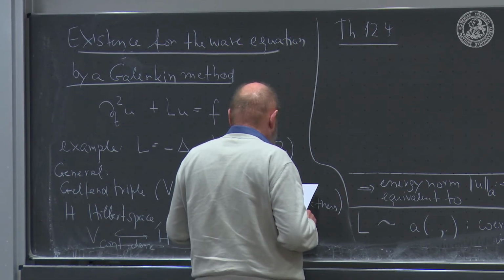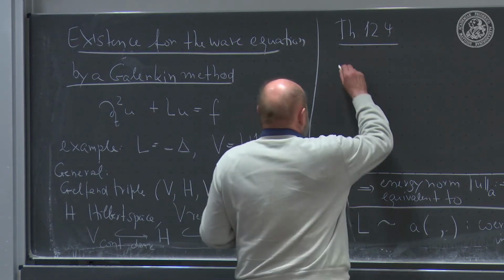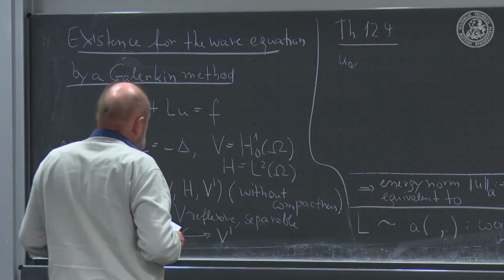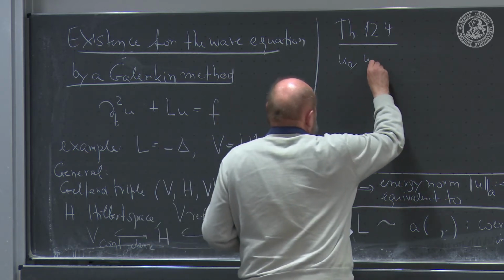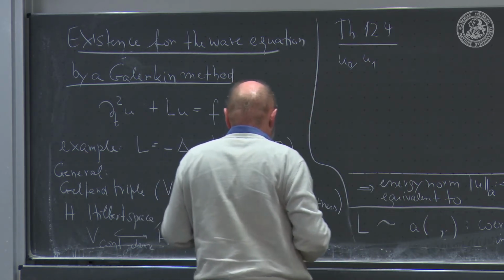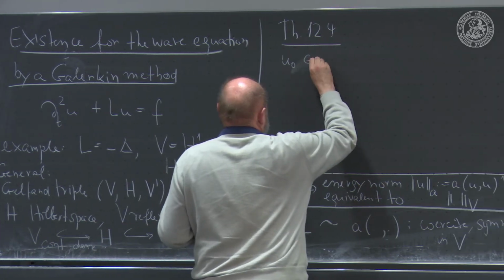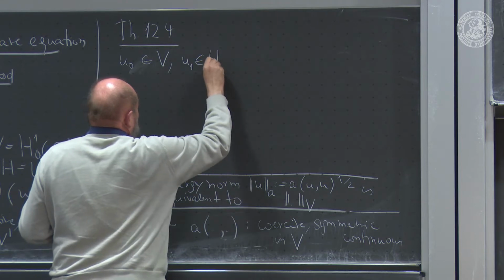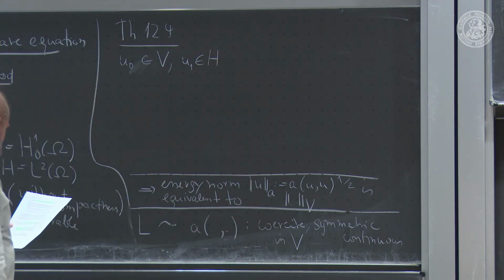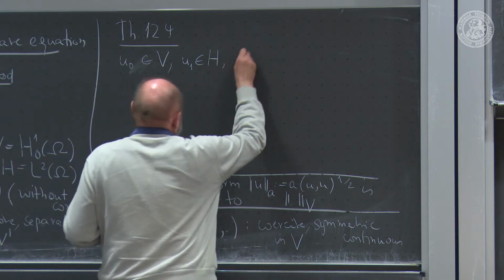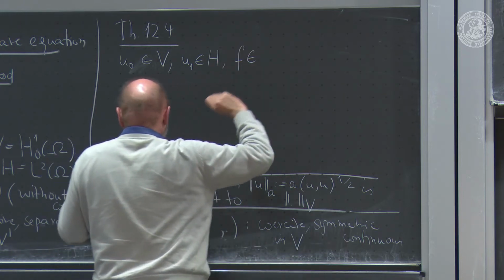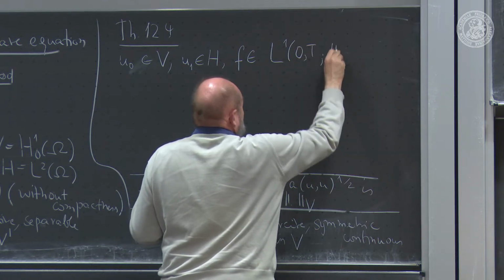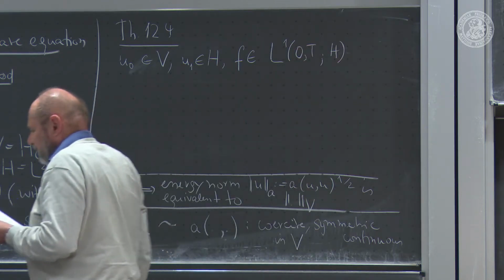Then we have initial data. So we need two. As you know, we have u0 giving the displacement, giving the u, and we have a u1 giving the velocity initially. The u0 is supposed to be in V, and the u1 is supposed to be in H. It's not as regular. The right-hand side is supposed to be a function, but it's sufficient that it's an L1 function in time with values in H. So that's a regularity assumption on the data.